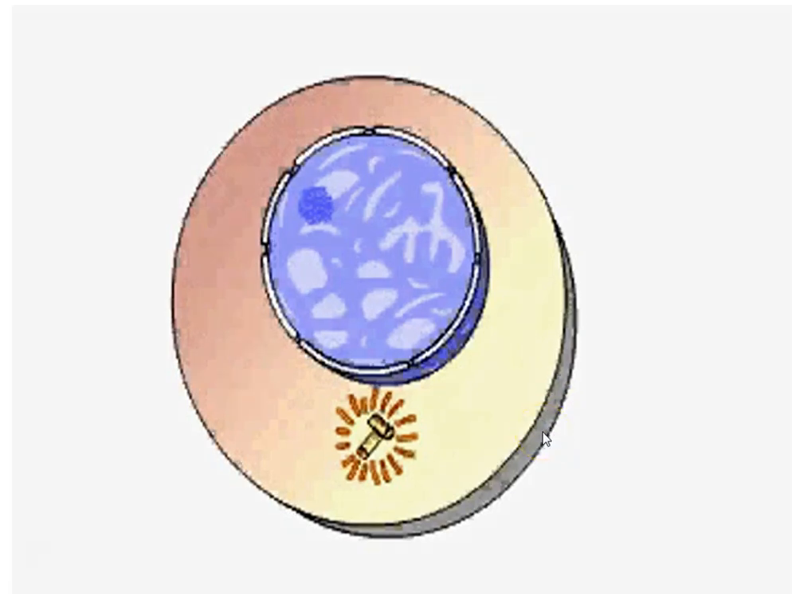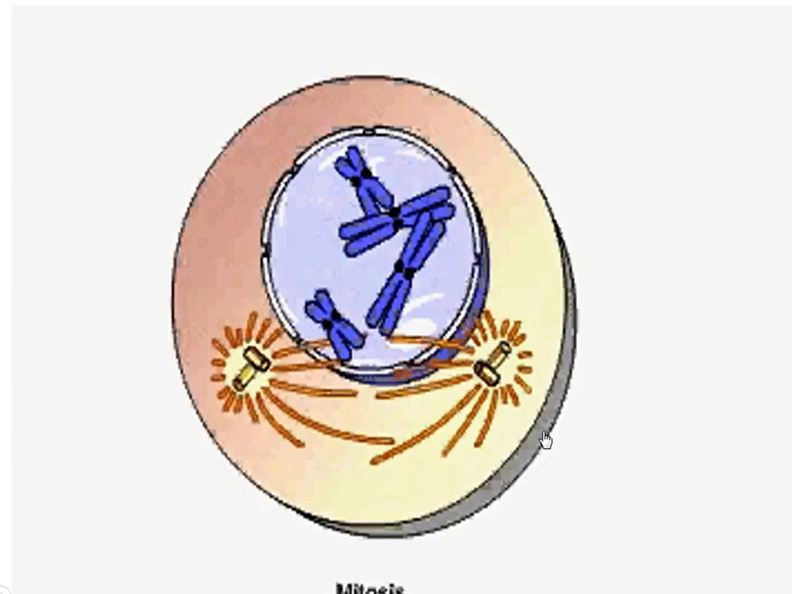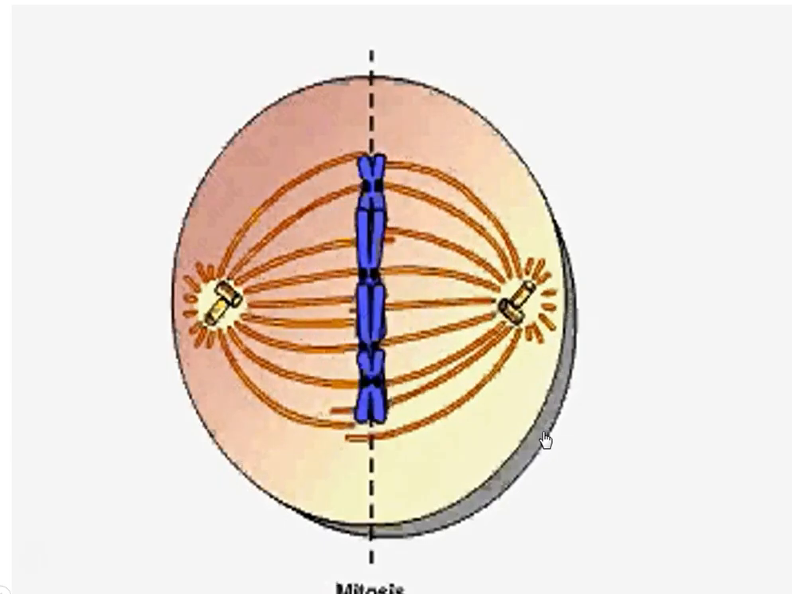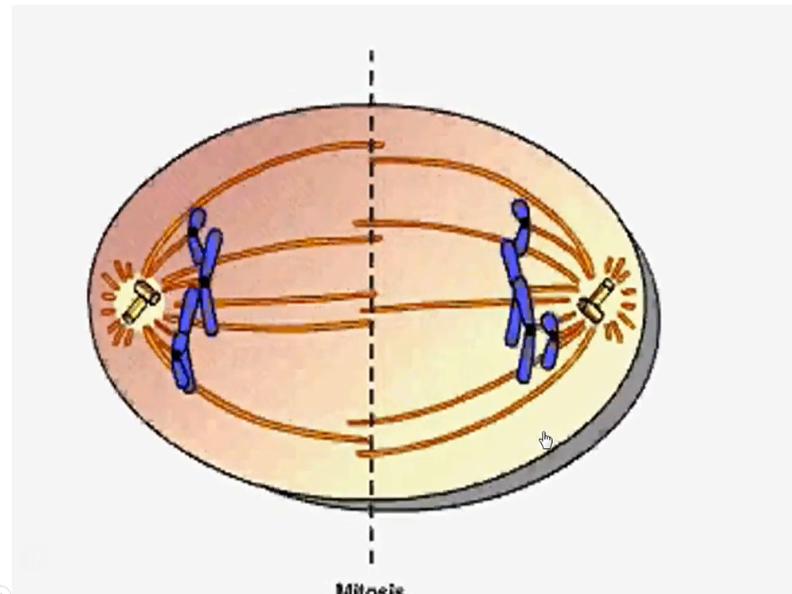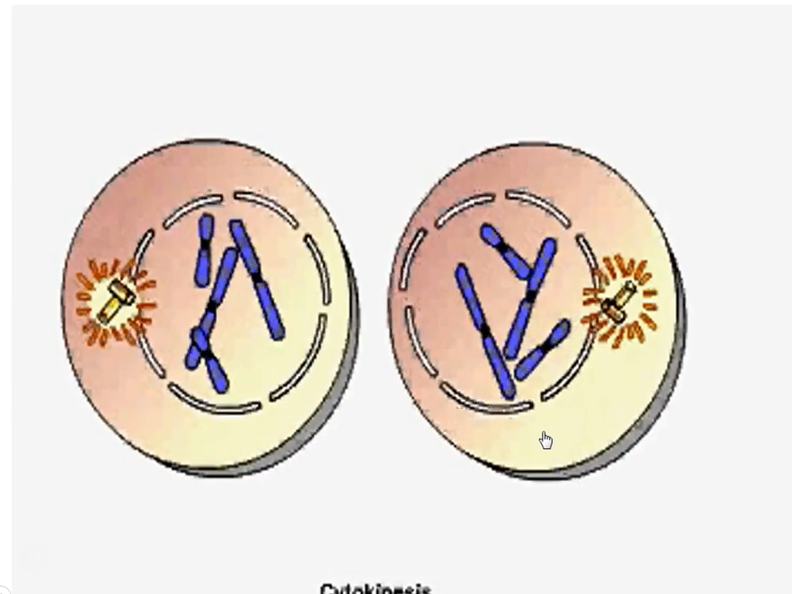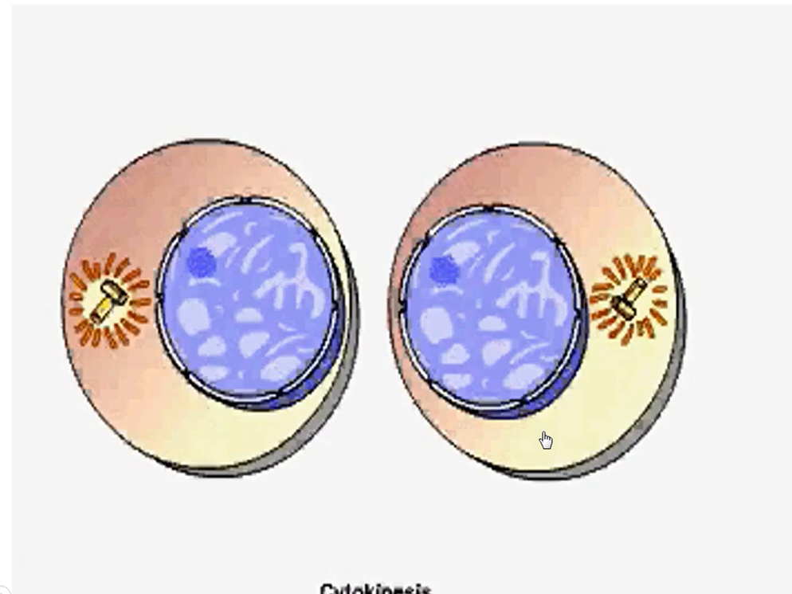Cell division consists of two processes, mitosis and cytokinesis. Mitosis, division of the nucleus and its chromosomes, is divided into 5 phases: prophase, prometaphase, metaphase, anaphase, and telophase. Mitosis is followed by cytokinesis, when the cytoplasm splits to form two separate daughter cells.